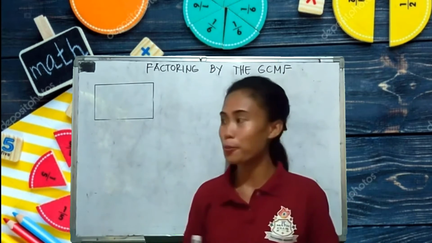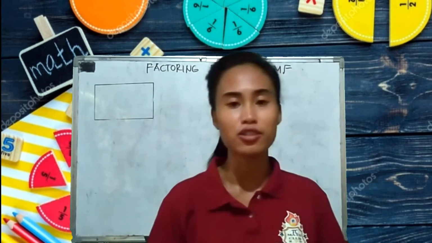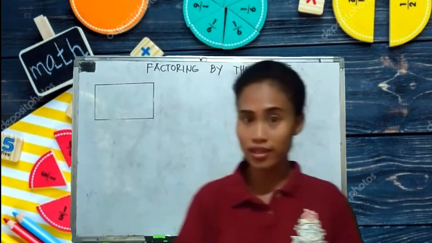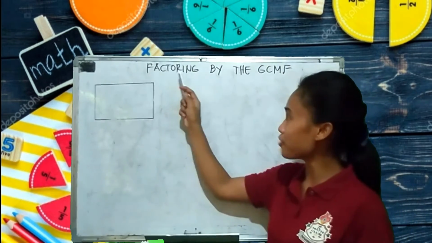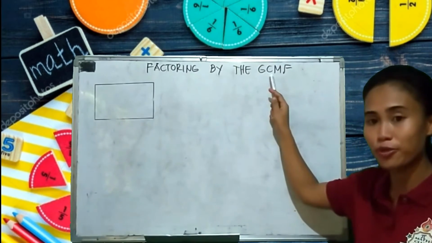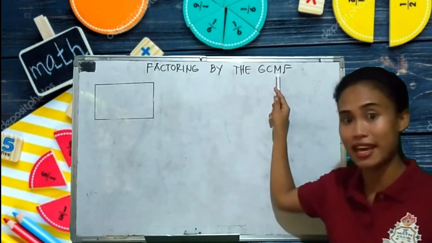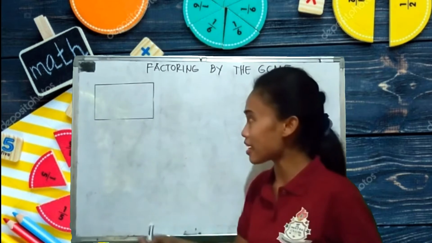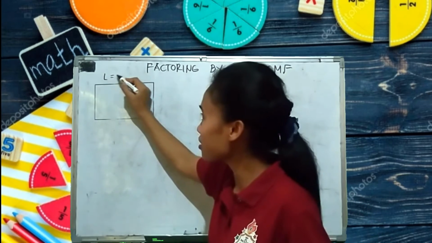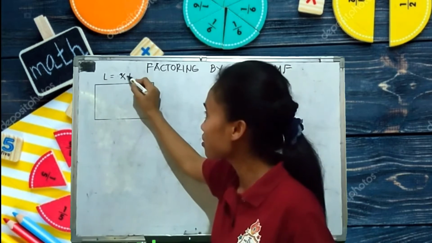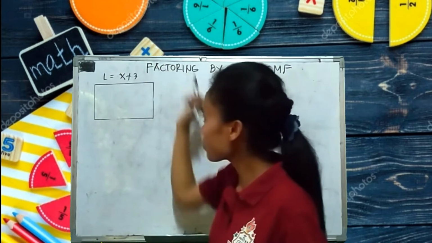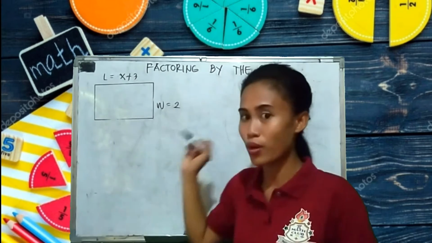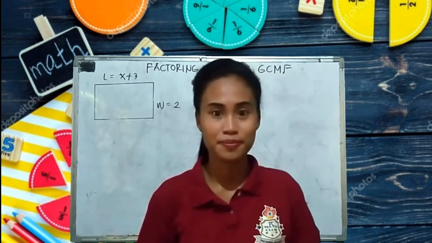Those topics, prime factors and prime factorization, are needed for you to better understand our lesson on factoring by the greatest common monomial factor, or GCMF. So we consider this rectangle. Let's say the length of this rectangle is equal to x plus 3, and the width is equal to 2. What do you think is the area?